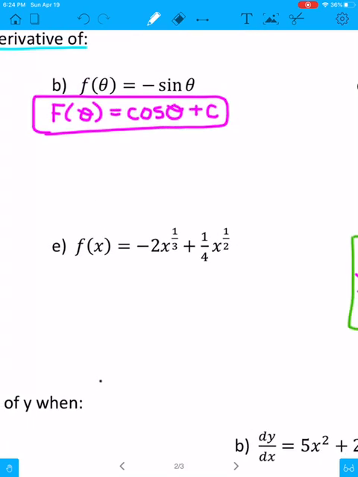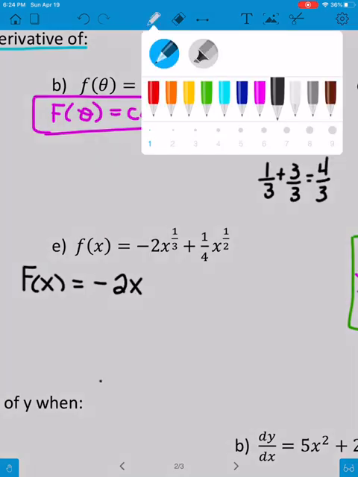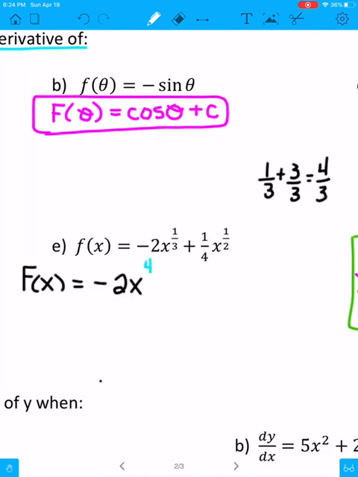Okay. This one, once again, is another power rule, but it's quite an intense one, so we're going to practice it. So we go f of x equals, we rewrite it without the exponent, so negative 2x. If I take 1/3, I'm now going to have to add 1. So I'm going to add 3 over 3, because that's like adding 1. So I now get 4 over 3, right? So my new exponent is going to be 4 over 3. And then I told you divide by that.